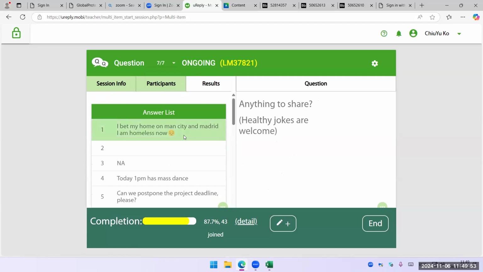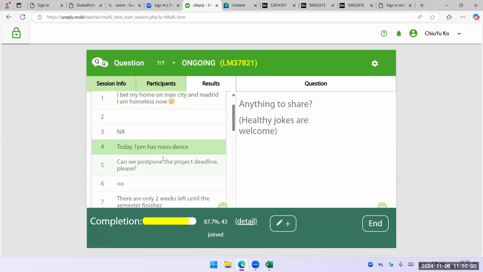Oh. So you're sleeping in a library? I hope you are not. 1 p.m. mass dance. Okay. I don't know where, but there's an advertisement here.